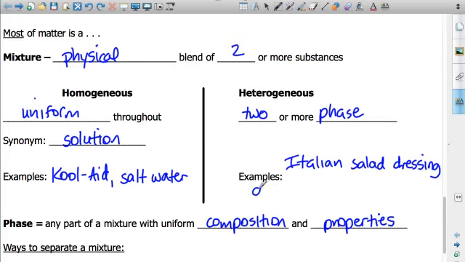Another example would be a chocolate chip cookie. It's not the same throughout. I could take one bite and have a lot of chocolate chips in my bite. I could take the next bite and have no chips in that bite.